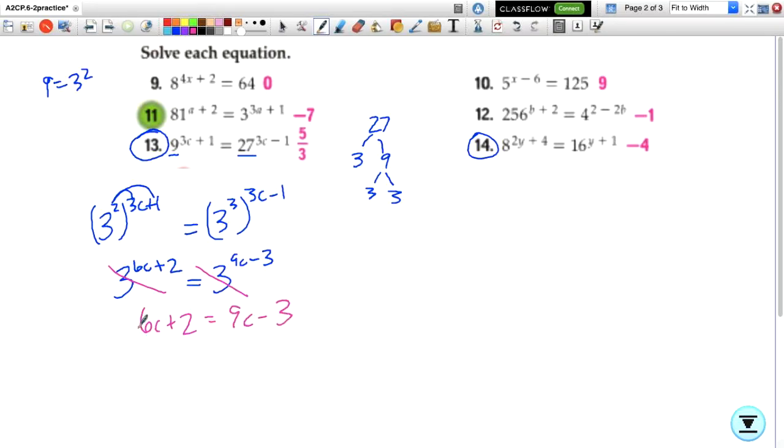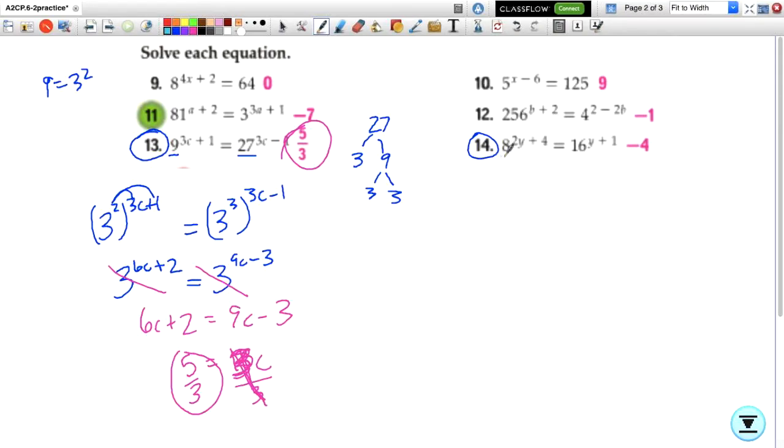I'm going to add these over here, and I'll get 15c. I'm going to add this 3 over here, and I get 5. Okay. And then I'm going to... Oh my goodness, I made a mistake. I'm going to subtract, sorry, I was like, why is this not working? I'm going to subtract 6c, and I'm going to get 3c. There we go. That looks better. Now I'm going to divide by 3, and there you see C. C equals 5/3. Boom. Okay. Let's take a look at the one right next to it.